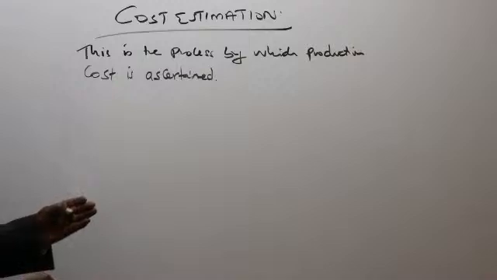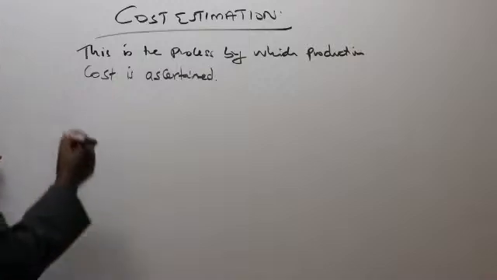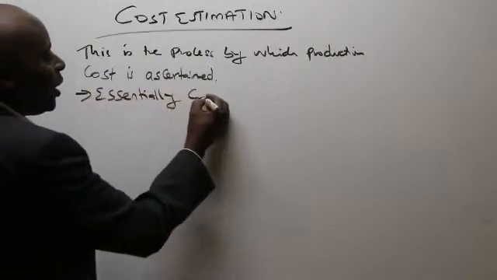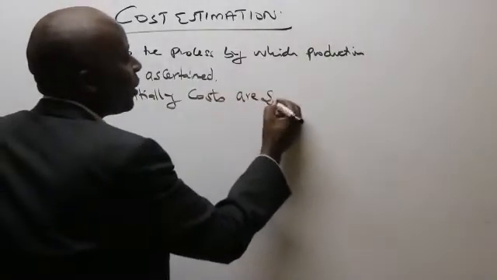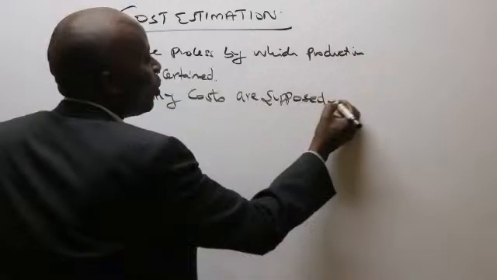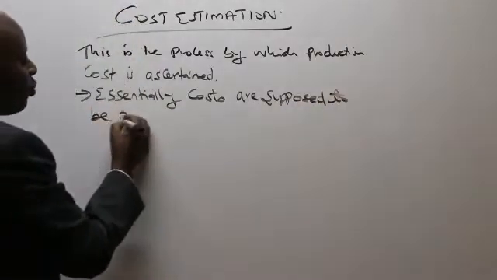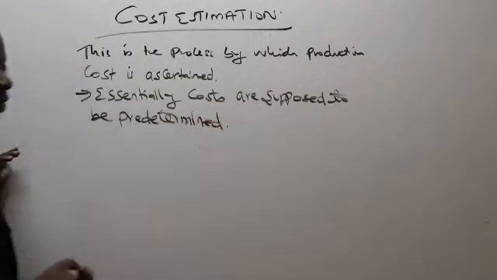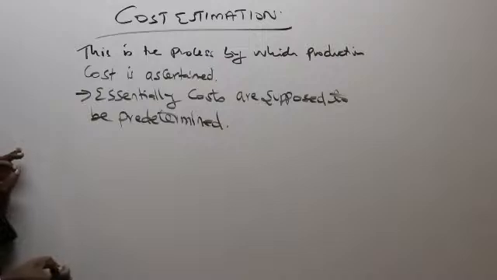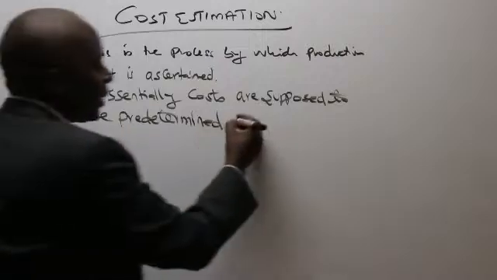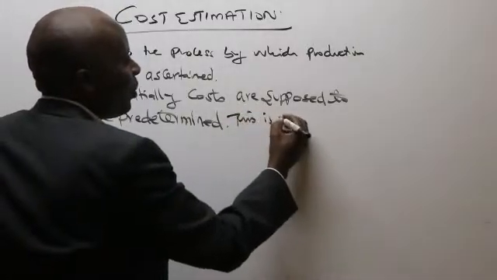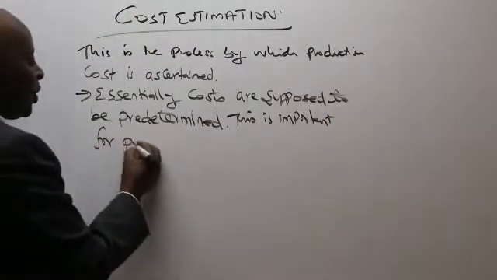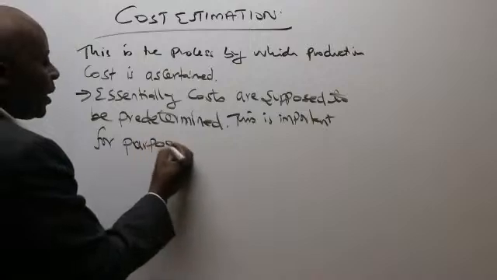If you can recall very well from your section 2 management accounting, that essentially costs are supposed to be predetermined. They are supposed to be determined in advance. This is important for pricing purposes.